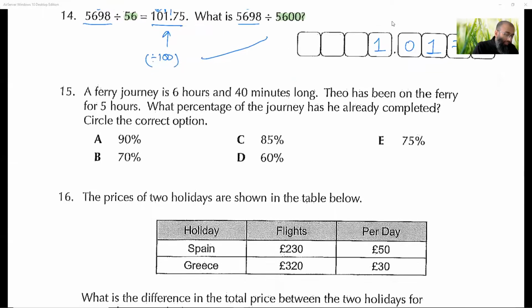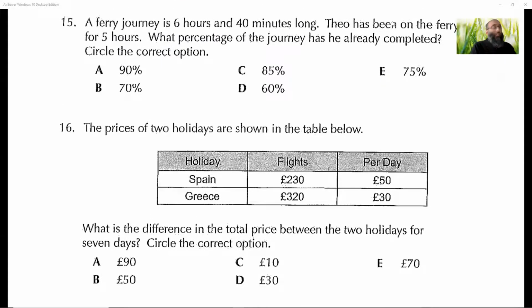Okay, excellent. Question number 15. Let's have Talha read for me, please. A ferry journey is 6 hours and 40 minutes long. Theo has been on the ferry for 5 hours. What percentage of the journey has he already completed?